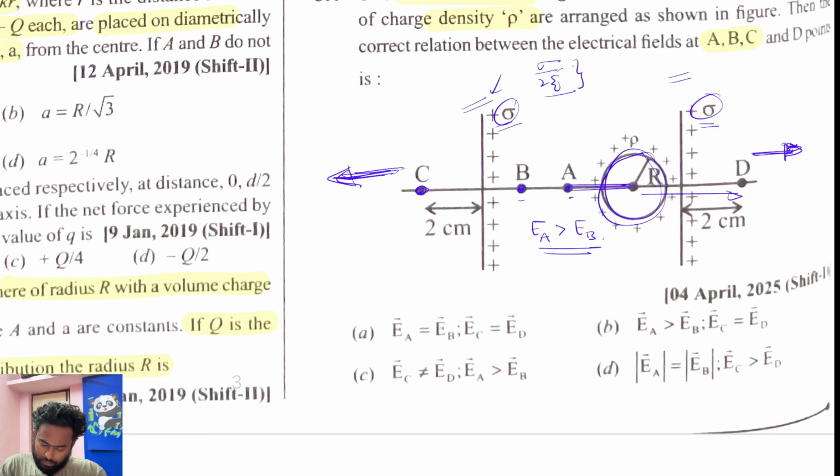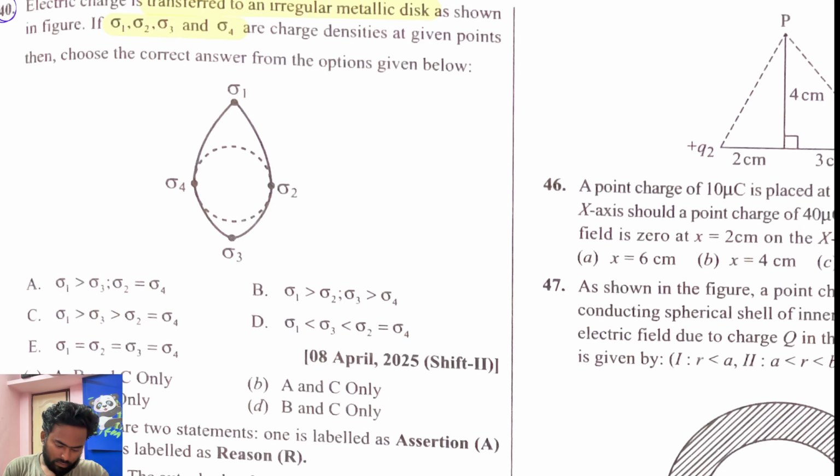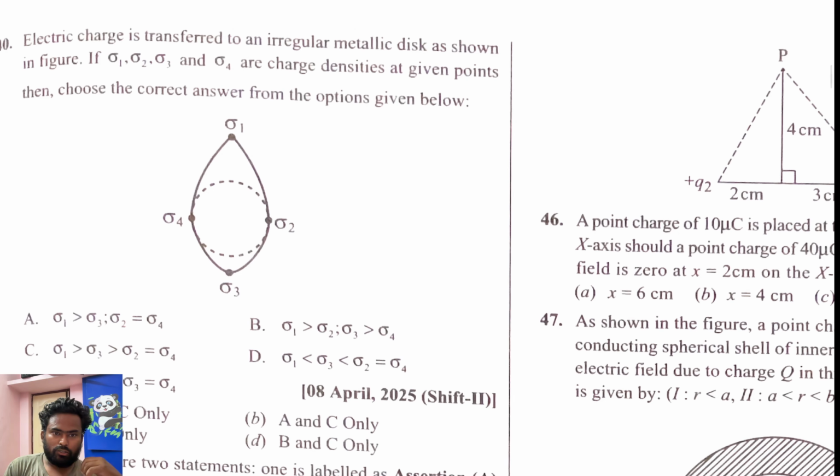So which option can we say is correct? We can say that option C is correct. The electric field at A is more than at B, but the electric fields at C and D are not equal. C and D equal is the wrong option. C is greater than D. A and B equal, no. So option C. Got it? Okay, a little bit analytical question, so you have to put some focus on this one. Okay, let's see the next question.